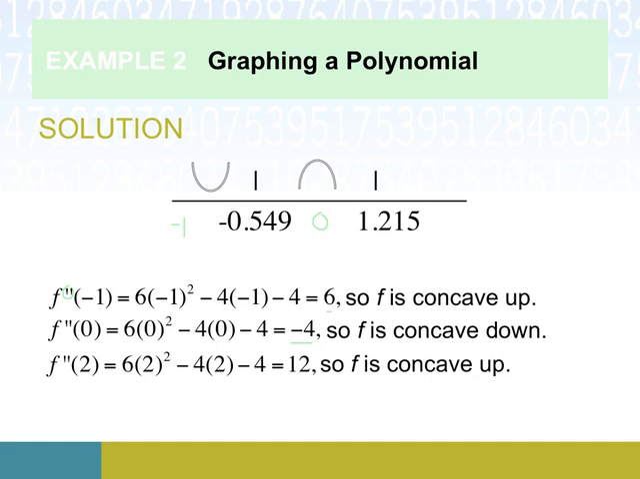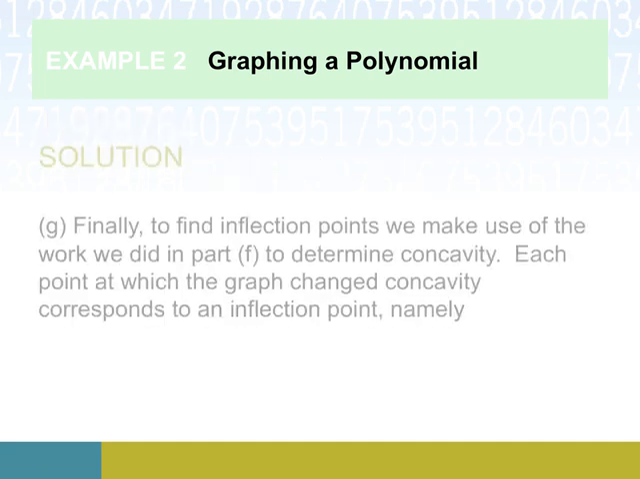And then finally, on the far right side, we can test x equals 2. That gives us a positive curvature again. So the graph changed its direction in that case. So it's curved up, curved down, and then curved up again.